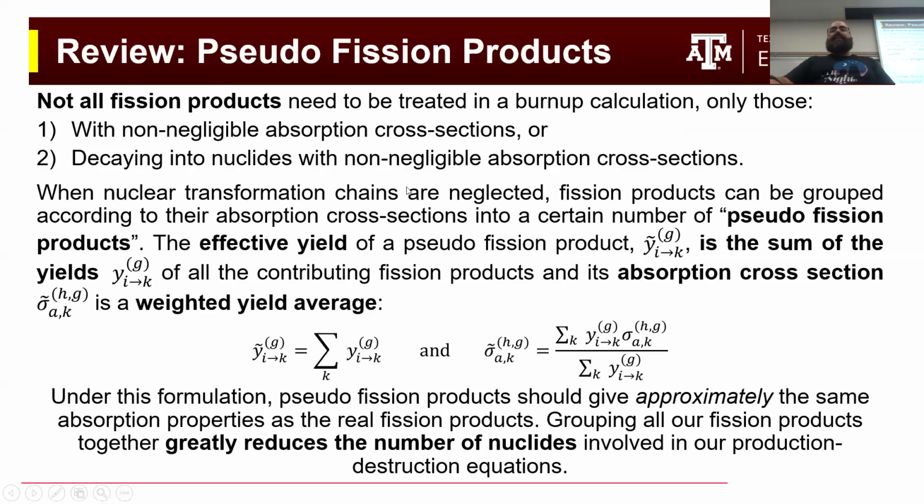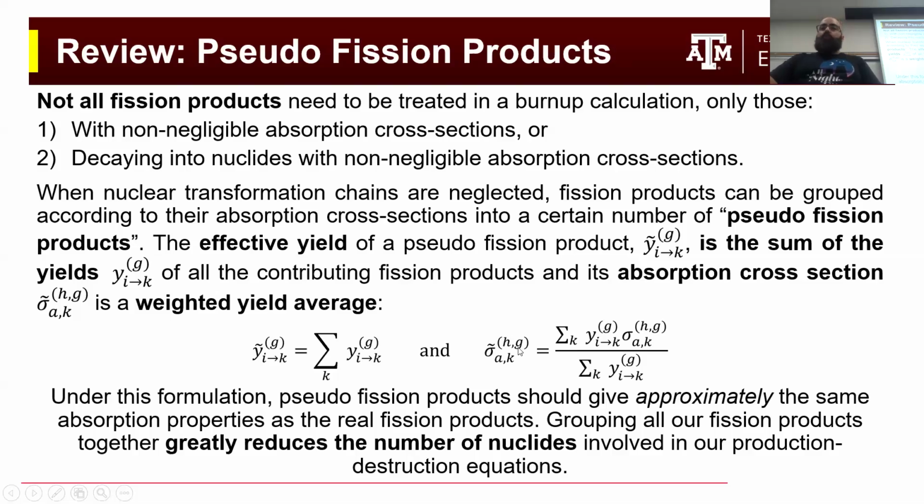And so that's the idea behind these pseudo fission product yields: we can take all of our fission products and group them together such that instead of having like 100 fission products, we just lump them all together into one group of pseudo fission products. And so this Y with a tilde is the yield of our pseudo fission products of type I that produce the isotope K. And the yield is basically just the sum of the yields of all of the individual fission products.